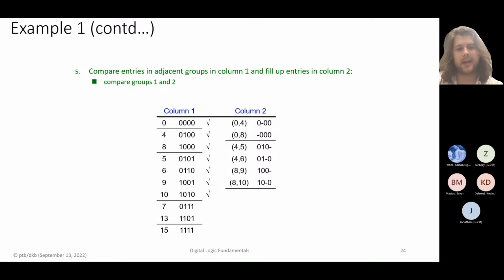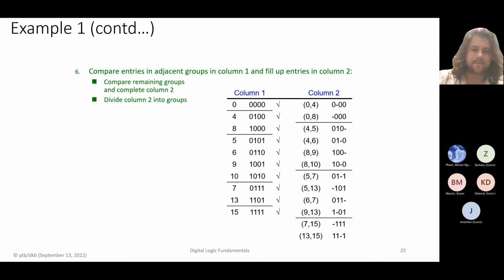Then we finish comparing the 2nd group to the 3rd group. So it's good to compare 4 to 5, 6, 7, to 5, 6, 9, 10 all at once, and then compare 8 to 5, 6, 9, 10 all at once. And you end up with dashes in each place. And then you compare the 3rd to the 4th, and then the 4th to the 5th. After that, you end up with a 2nd column which is full of things with little dashes. We also want to group this column again by the number of 1s.